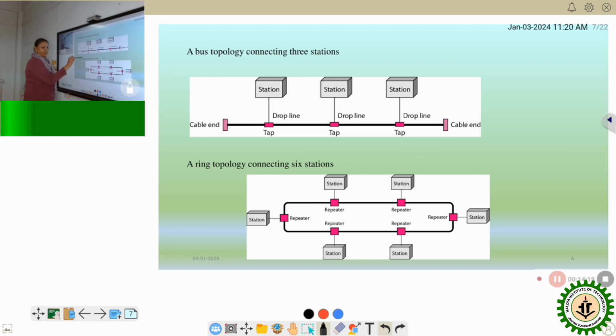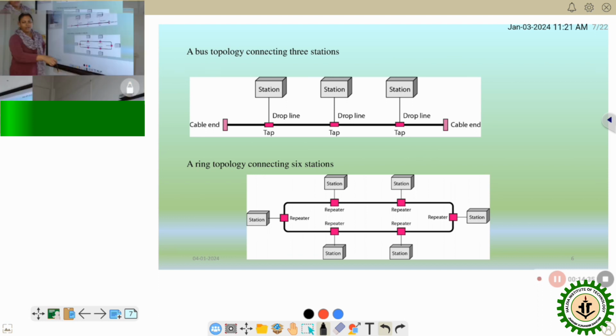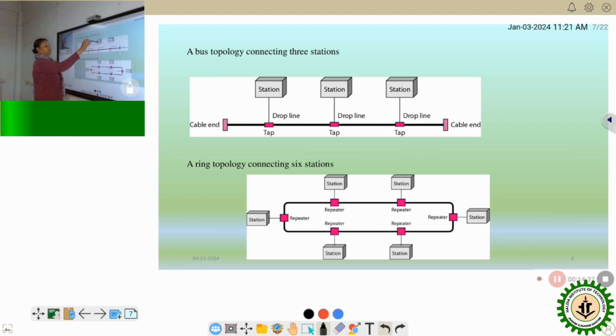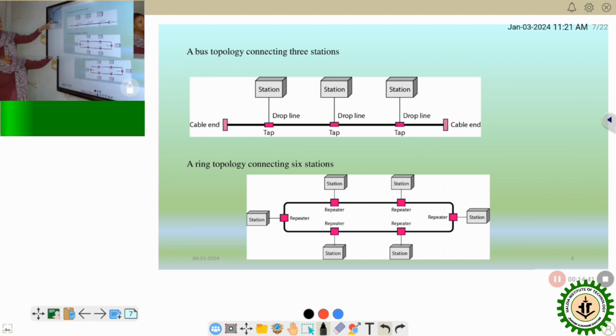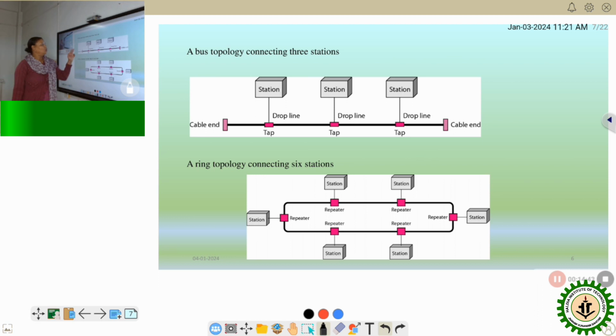The connecting point is known as the tap, and from the main cable, that is the transmission medium, to the station, that line is declared as drop line. So that particular station is connected via tap point with the cable. So main data transfer is on this cable, and as per its requirement, the station collects the data from the tap point using the drop line. Station 1 collected the data. So these are the bus topology.